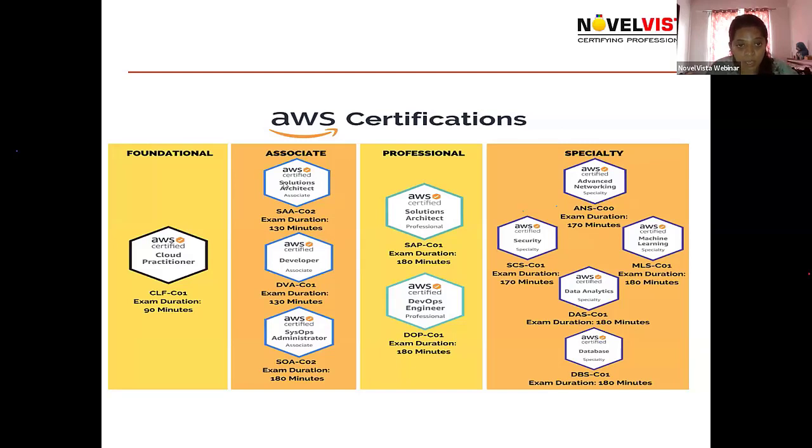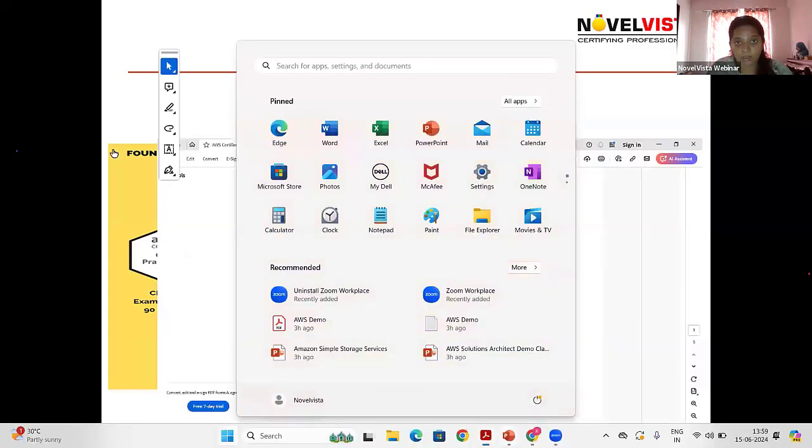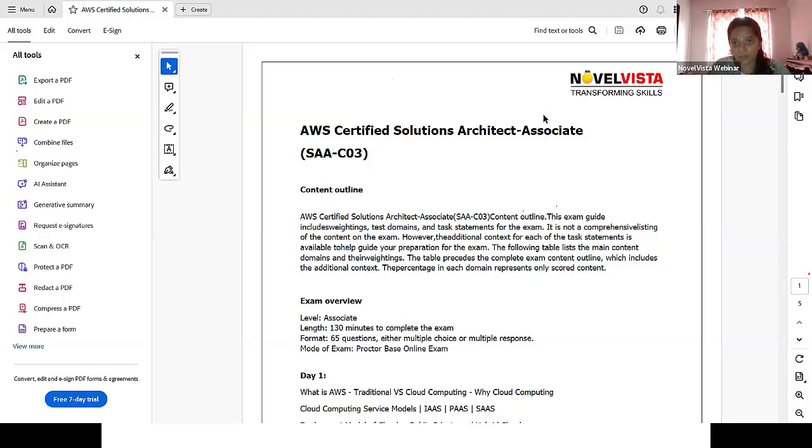Now we need to discuss our actual certification, our course, that is the AWS Solution Architect certification. If we need to clear this certification, what will be the criteria and what will be the syllabus? We need to discuss that now. So let me open this. Is the screen visible for everyone?